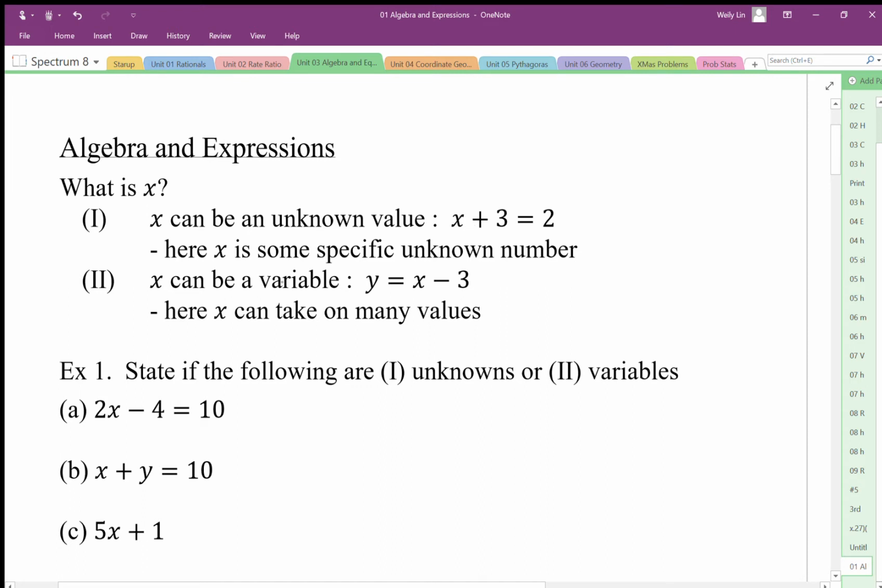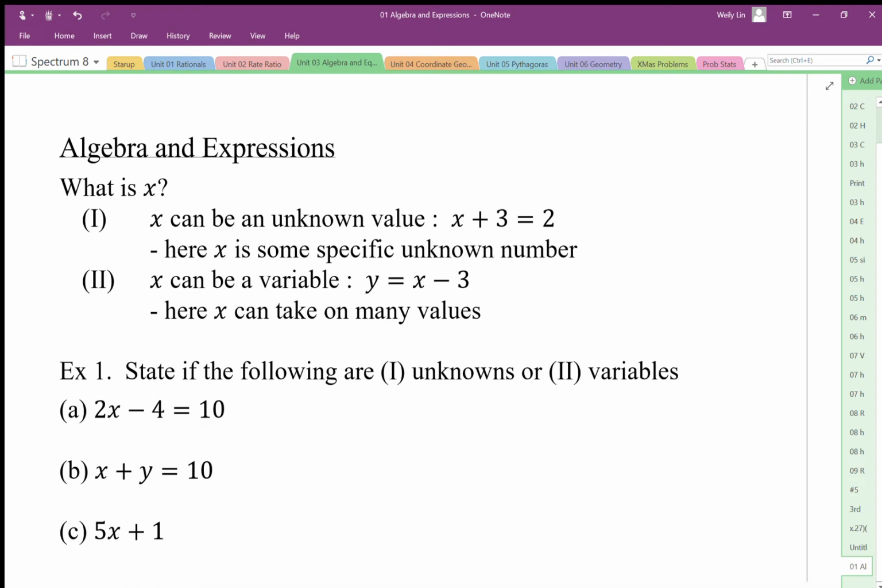X can also be a variable. So x, in this situation, y equals x minus 3. Well, x can take on many different values. So x could be 1, and that would make y equal to -2. X could be 0, and then y could be -3. X can take on many values. Okay, so it's called a variable.